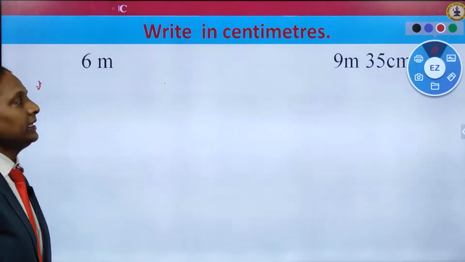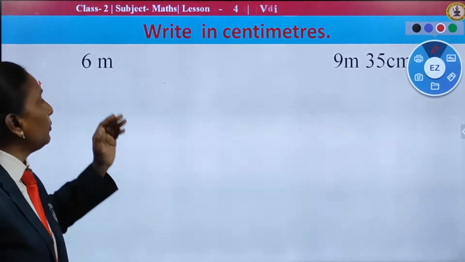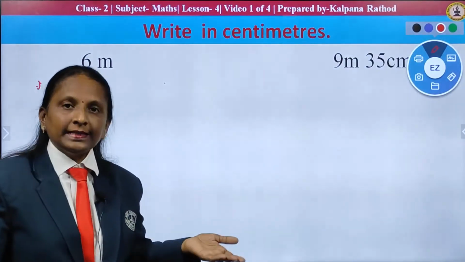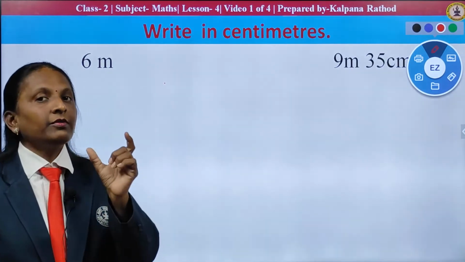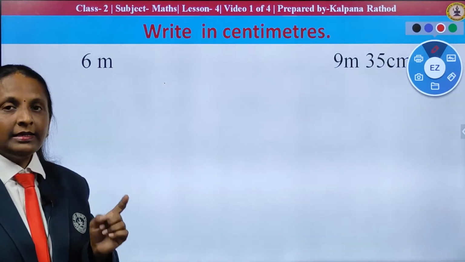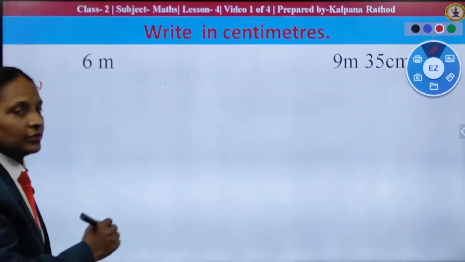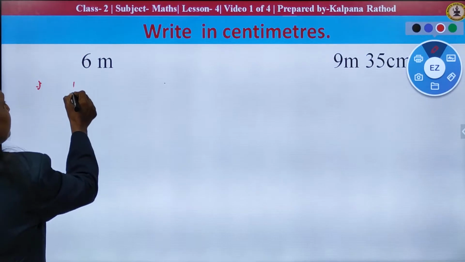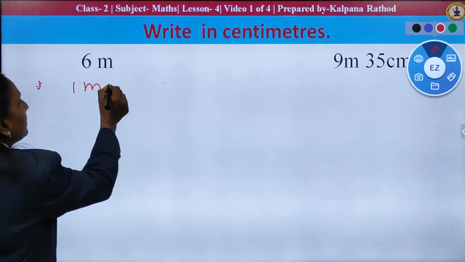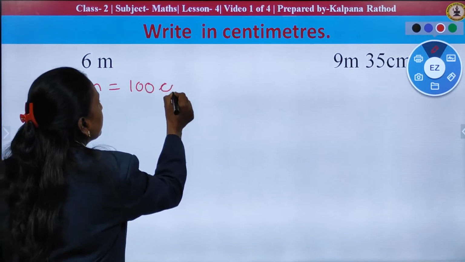Now, write in centimeter. Now, 6 meter is given to us and we have to convert meter into centimeter. Now, to convert meter into centimeter, we have one formula. That formula is 1 meter equals 100 centimeter. So, first of all, we have to write down that formula. So, what will we write first? 1 meter equals 100 centimeter.